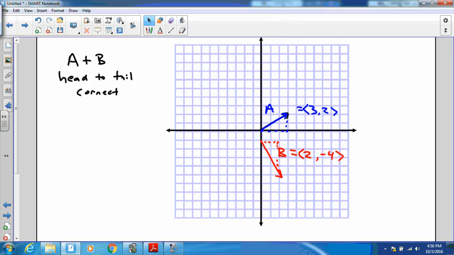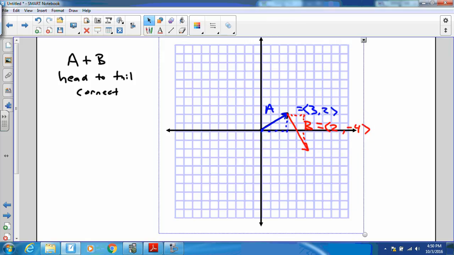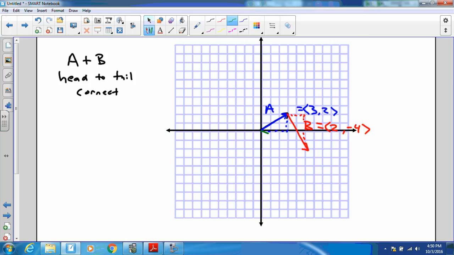So if I wish to add a plus b, I'm going to grab b and place its tail on head a, like so. And I'm going to connect like this to get a plus b. Geometrically, it appears that a plus b is 5 over and 2 down. So we would say that a plus b is 5, negative 2.